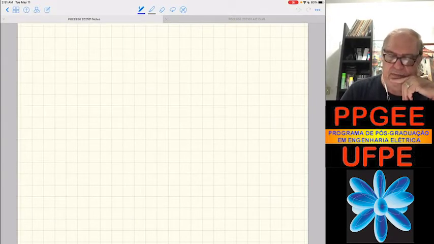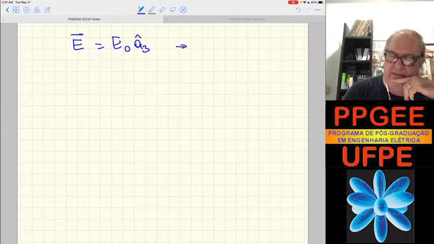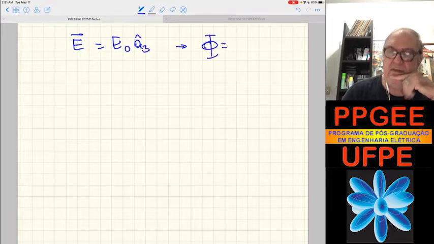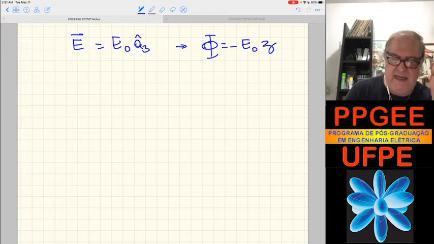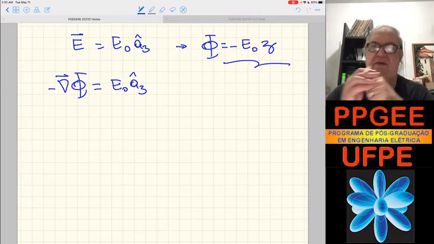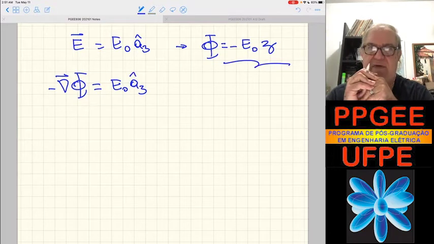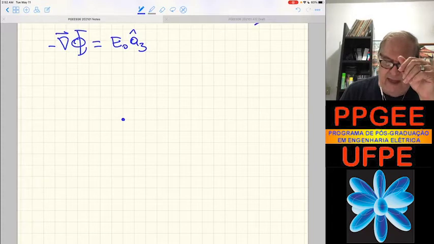So the potential, let's say the original field is E0 AZ. That gives me a potential function of the form minus E0 Z, because the gradient of phi equals E0 AZ. So the potential is going to have one term, which is the original applied field, plus a distortion due to a dipole, a point dipole at the origin.